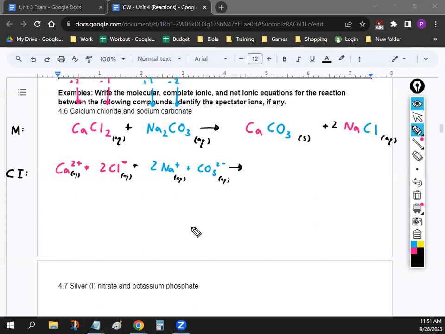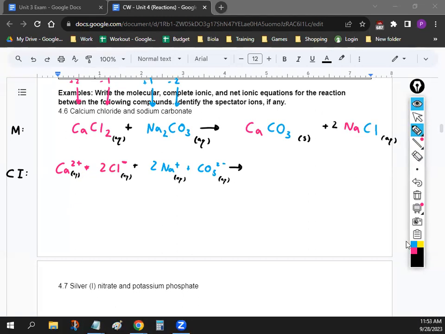All right, now I'll give you a minute. See if you can do the right side of the arrow, split those up into their ions. And again, you don't split up the solid. Take a second to do that. And then after that, if you feel like you can do the net ionic, try that out. But we'll go over that in a second.